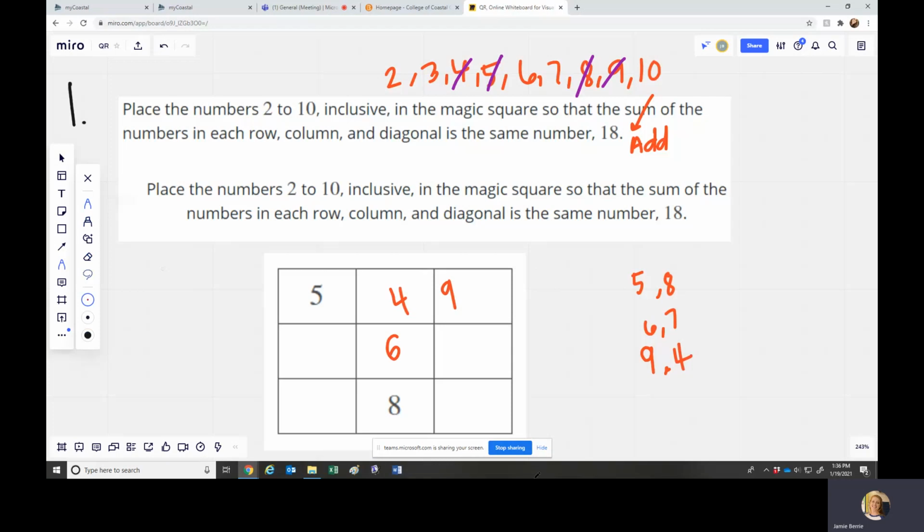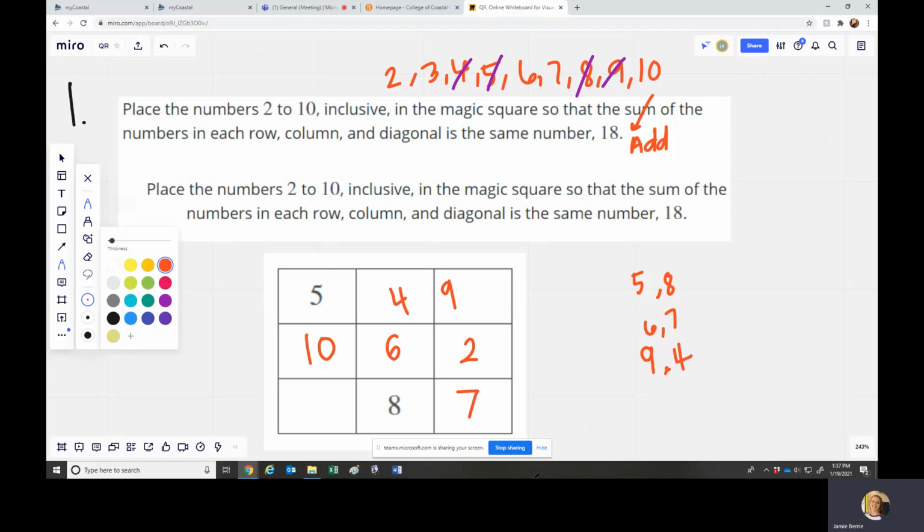Okay, so now let's do this diagonal. 5 plus 6 is 11. 11 plus 7 would give you 18. Now let's go up and down here. 9 plus 7 is 16. So you would need 2 more to get to 18. Now let's do the rows. 6 plus 2 is 8. So you would need 10 more to get to 18.